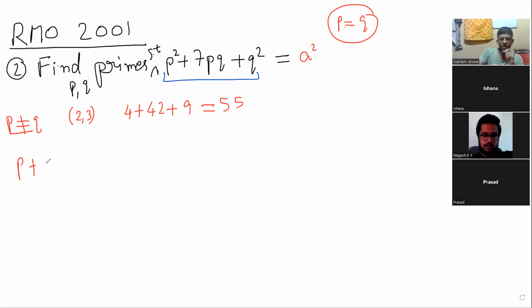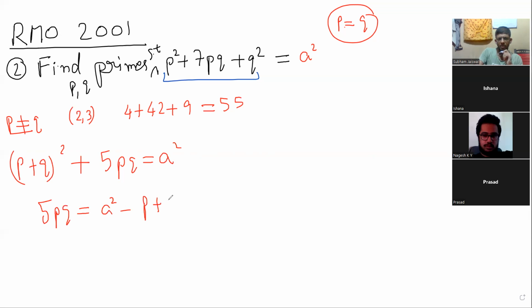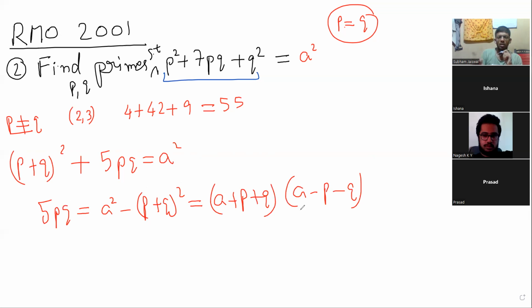So let's see. If we write this as p plus q whole square in general, then we get 5pq. Okay, this we already wrote. Then we get this, right? Okay. Then maybe we could say, we can take the difference of squares, right? And you can do a plus b plus q. Okay, this. Now, what can we say from this?